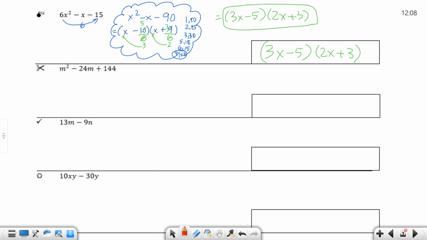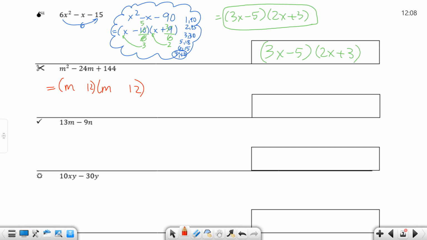The next one, we have the scissors here, 3 terms. There's no GCF. There's a 1 in the front right here, which means it's not bottoms up. It's not what we just did. We just want the factors of 144 that add to give me 24. And some of y'all see those right away. We're going to say this is going to be M and M. It's going to be 12 and 12. 12 times 12 is 144. 12 plus 12 is 24.